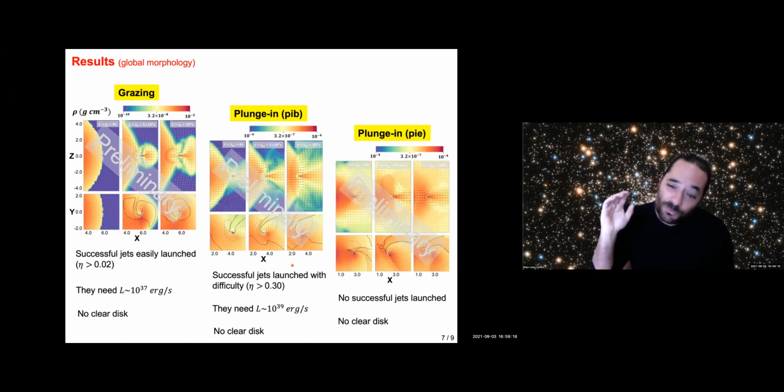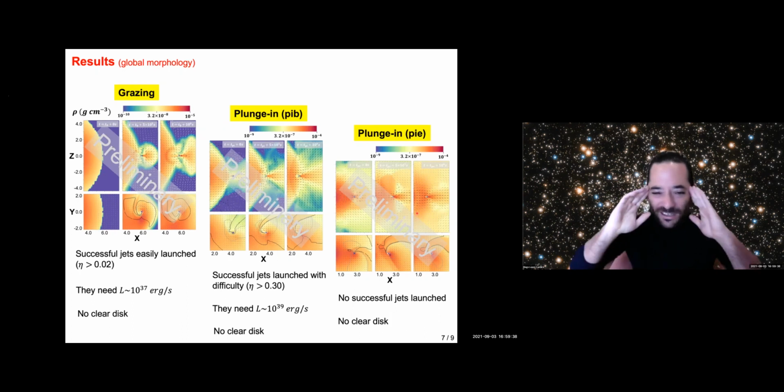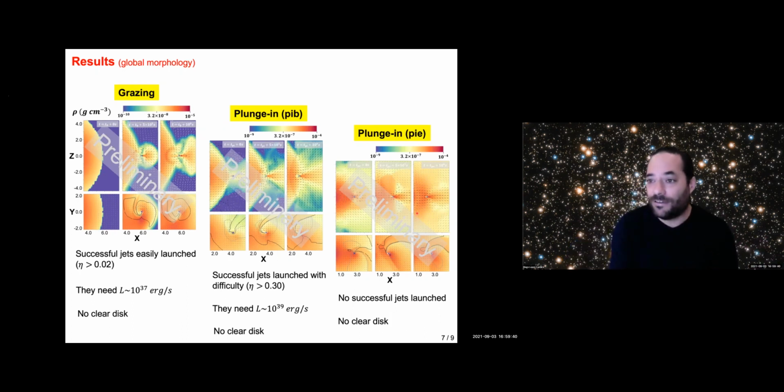And when we are way within the envelope, absolutely no jet was able to be successfully launched. They're all absolutely choked. And here, for this case, is when we went to ultra high efficiencies, 70%, and not even that. It's just to show that not even going to unrealistic values, not even then.